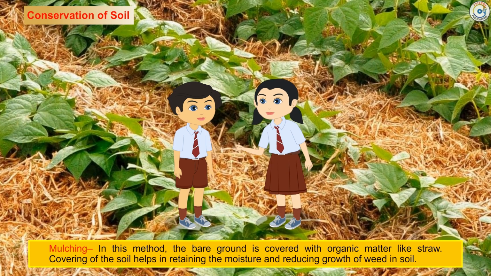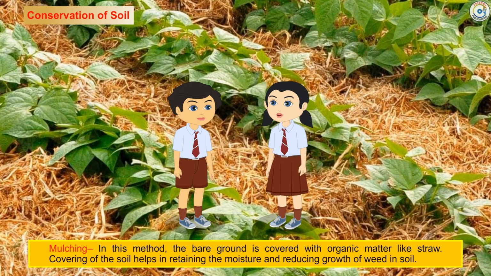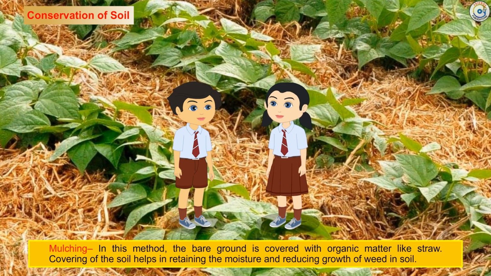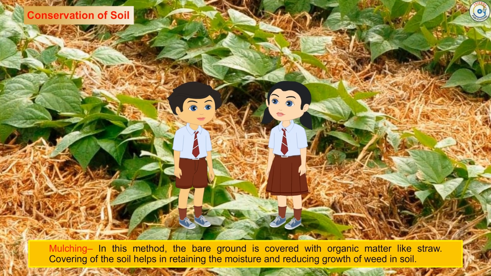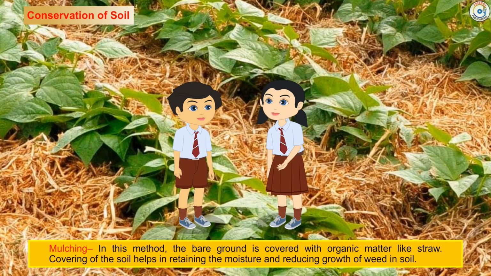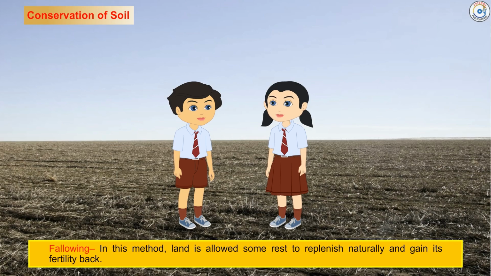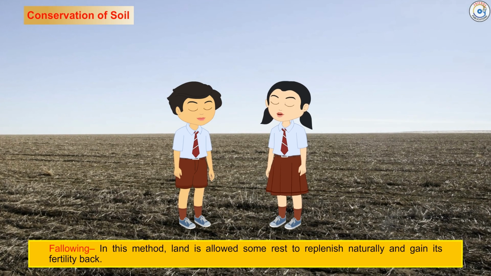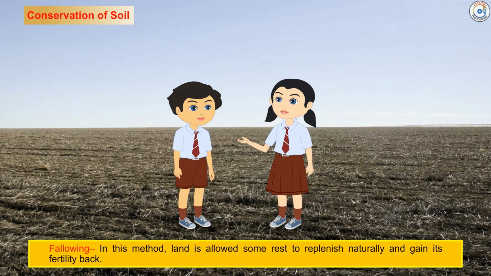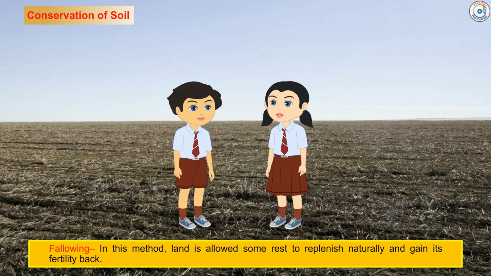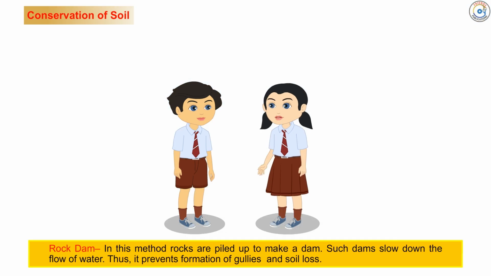Mulching. In this method, the bare ground is covered with organic matter like straw. Covering of the soil helps in retaining the moisture and reducing growth of weed in soil. Fallowing. In this method, land is allowed some rest to replenish naturally and gain its fertility back.